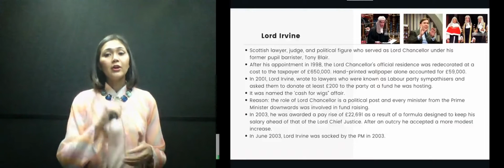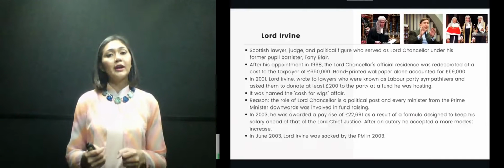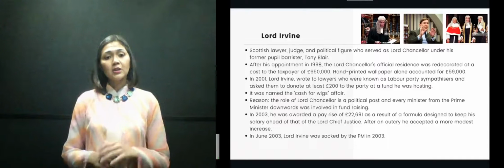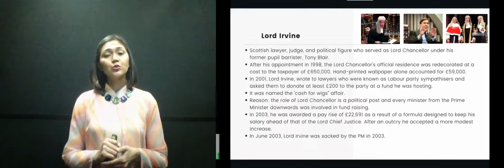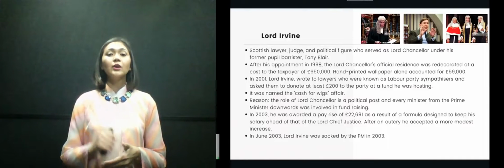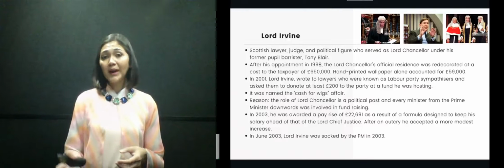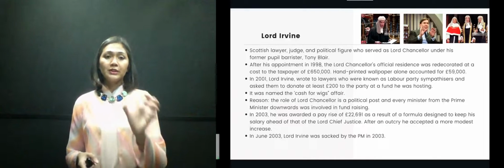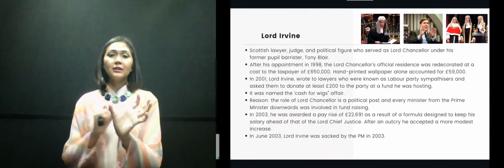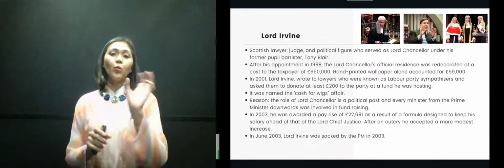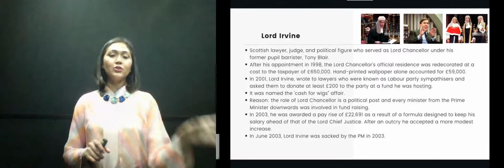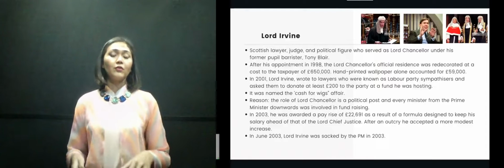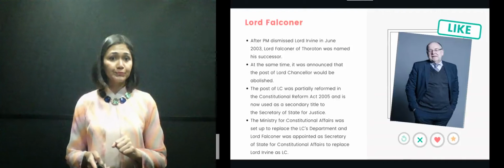But that's not all. There are so many issues with regards to his role when he sits as the Lord Chancellor. So finally, Lord Irvine was actually sacked by the Prime Minister in 2003. So that's actually a clear example of how one person who sits in the executive, legislature, and judiciary can have abuse of power and conflict of interest as well.